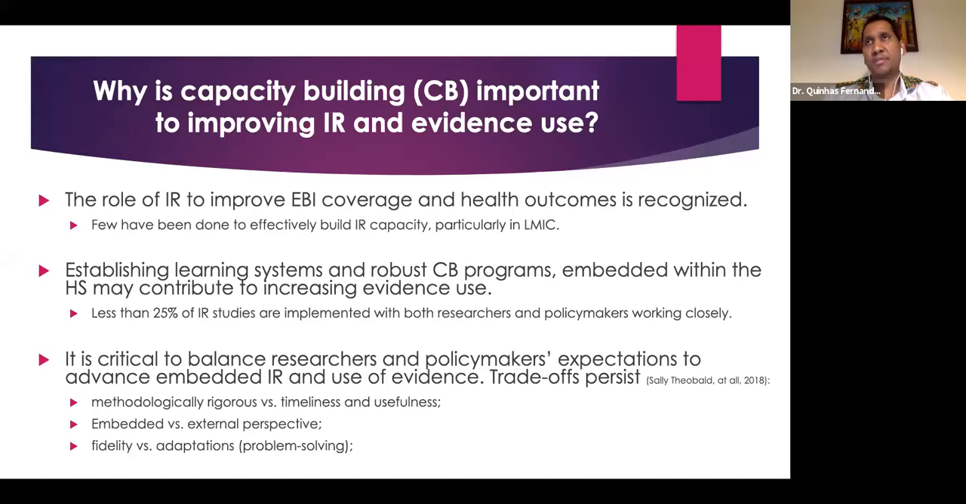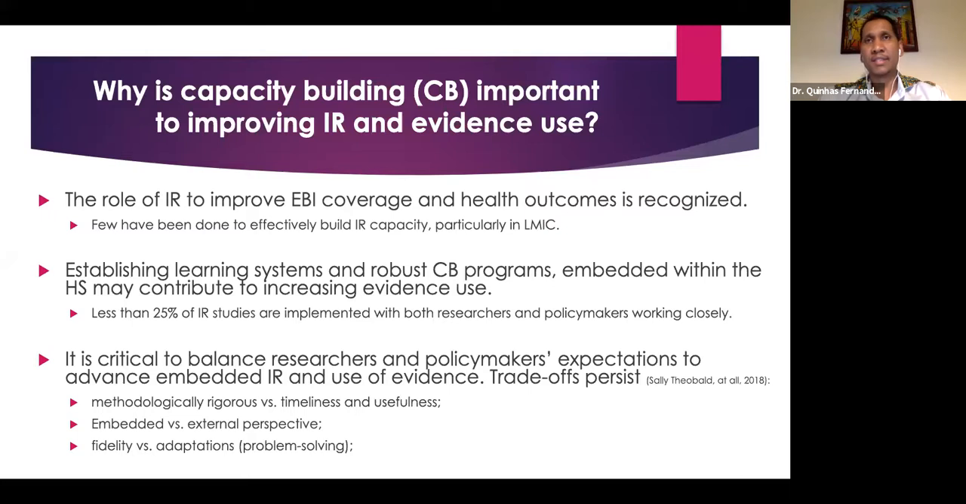Despite the implementation research benefits that we all know, little has been done toward building implementation research capacity, particularly in low- and middle-income countries. There are still few cases where researchers and policymakers actually work together. A recent systematic review showed that less than 25% of implementation research studies, and when I say implementation research studies, I mean studies that follow principles of implementation research, were actually conducted by both researchers and policymakers. This highlights that in practice, bringing together policymakers and researchers has not been an easy task, and we know why.